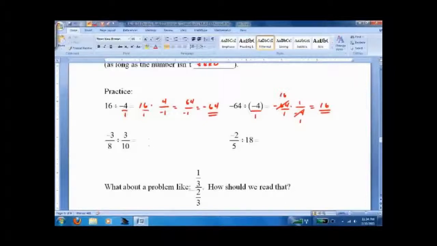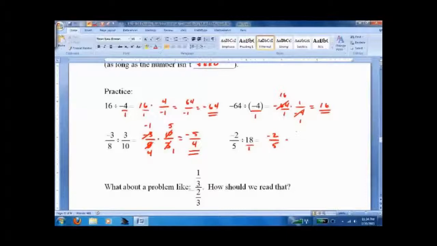-3/8 divided by 3/10 is -3 over 8 times 10 over 3. Cancel the 3 and the -3, get -1. Cancel 5 2s and 10, 4 2s and 8. Multiply across, we get -5 over 4. Notice we always like to put the negative on top. So we never write 5 over -4. We always write -5 over 4.